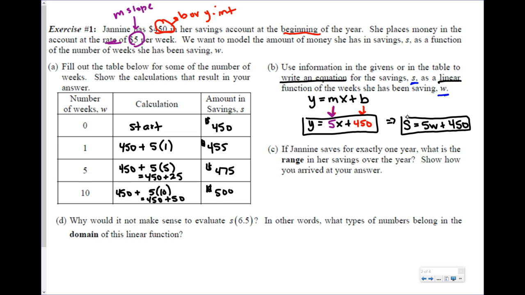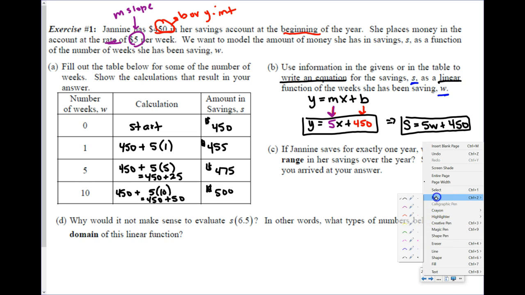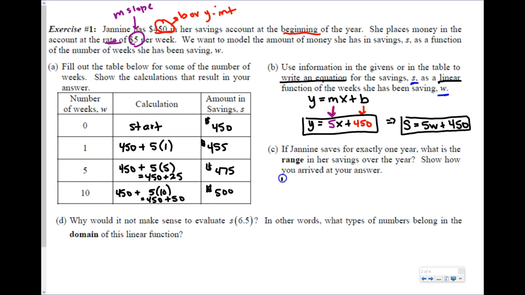Letter C, if Janine saves for exactly 1 year, what is the range in her savings over the year? Show how you arrived at your answer. Now, unfortunately, this problem is talking about weeks, so we need to turn this 1 year into weeks. Now, the Common Core expects you to know this kind of information. It expects you to know how many weeks are in a year, expects you to know how many feet are in a yard, things like this. So there are actually 52 weeks in 1 year.